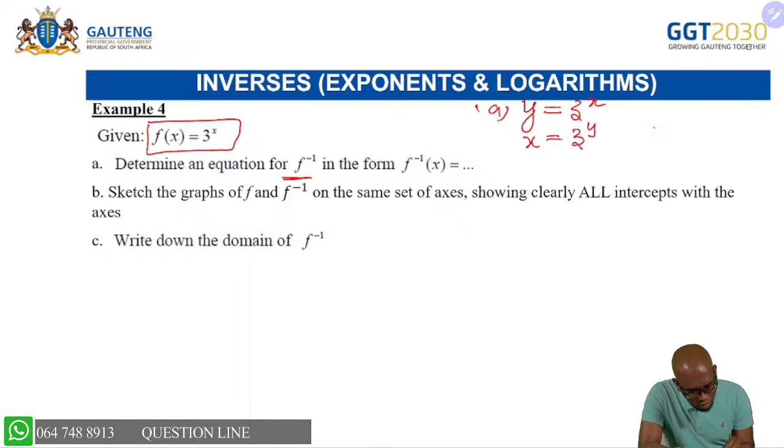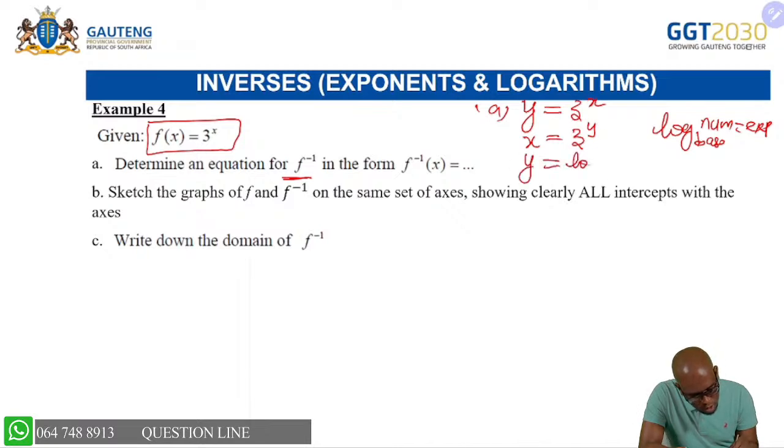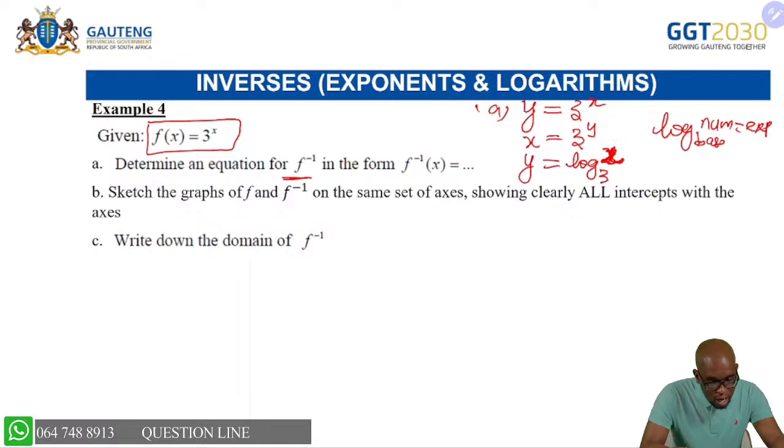Now, if we convert this to log form, the log of a number to a base is equal to the exponent. So the exponent is y, so y is equal to the log of x to the base of 3. So that is how you determine that inverse.